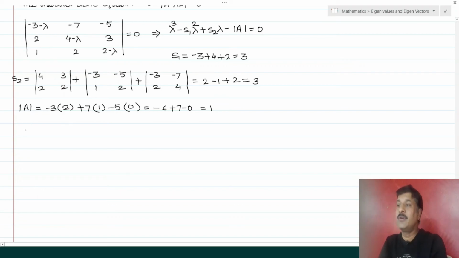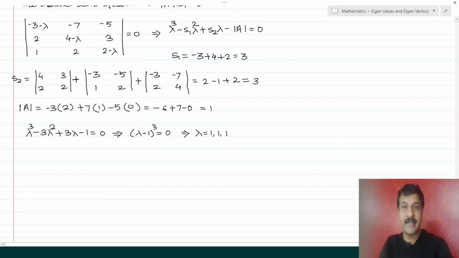And now I am getting the characteristic equation: lambda cube minus S1 lambda square plus S2 lambda minus determinant of A equal to 0. And this is a well-known cubic equation, which is nothing but (lambda minus 1) cube equal to 0. This implies that lambda equal to 1, 1, 1. So here the eigenvalues are repeated, all three the same: 1, 1, 1.